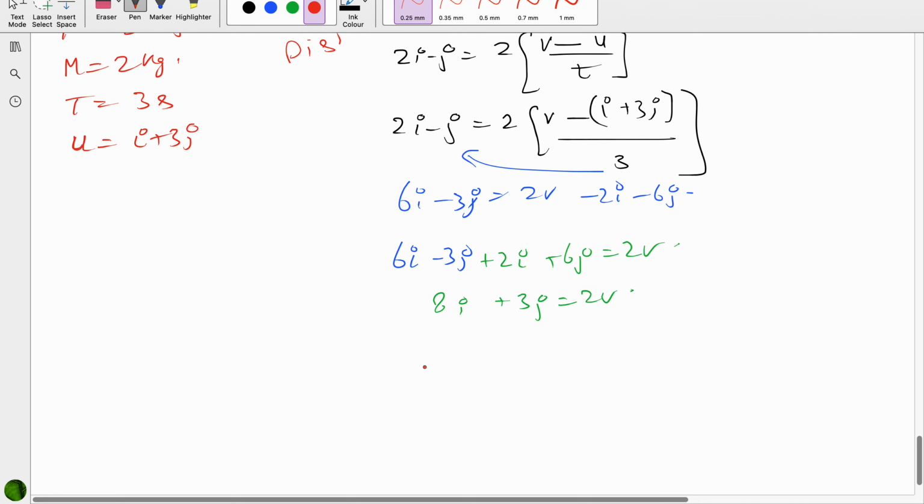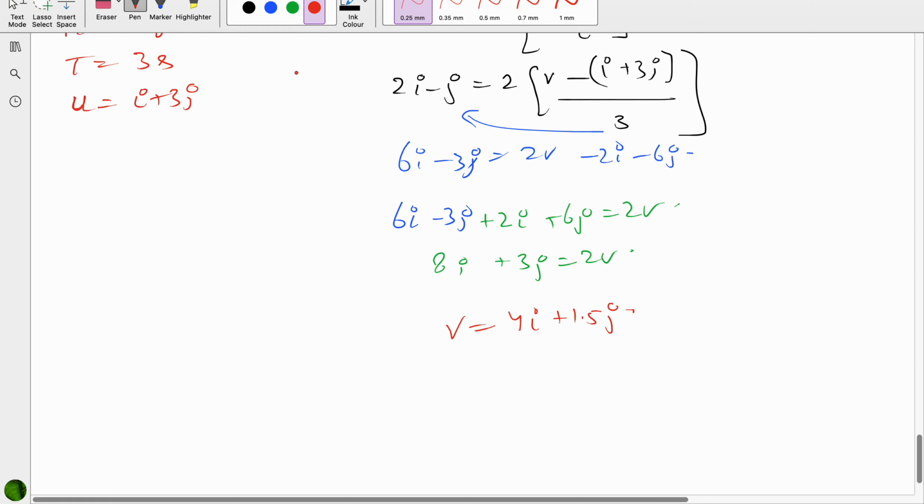So 6 plus 2 is 8i, minus 3 and plus 6 is plus 3j, equals 2v. So my velocity is 4i plus 1.5j. Okay, now there is another formula which we can use, that is v squared minus u squared equals 2as.